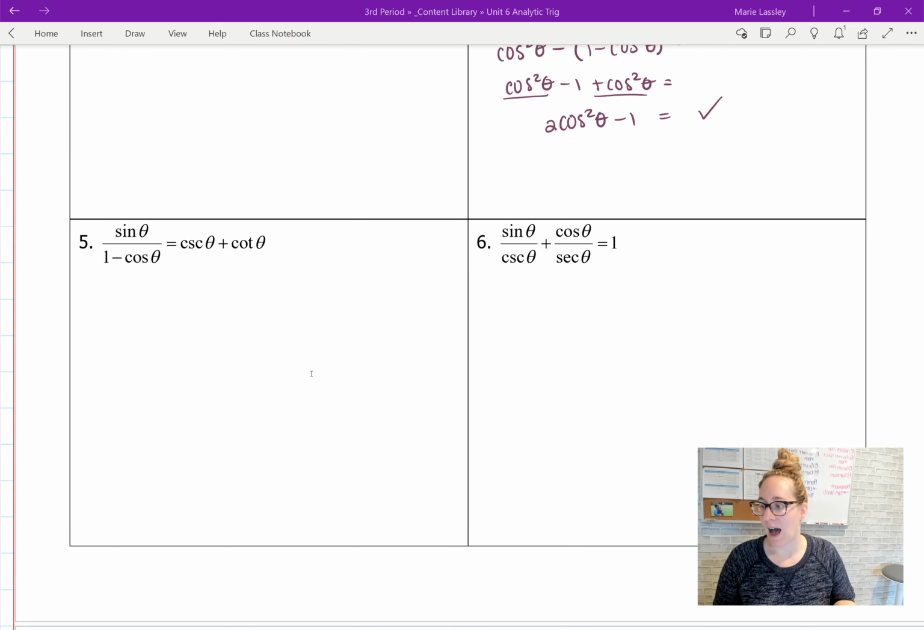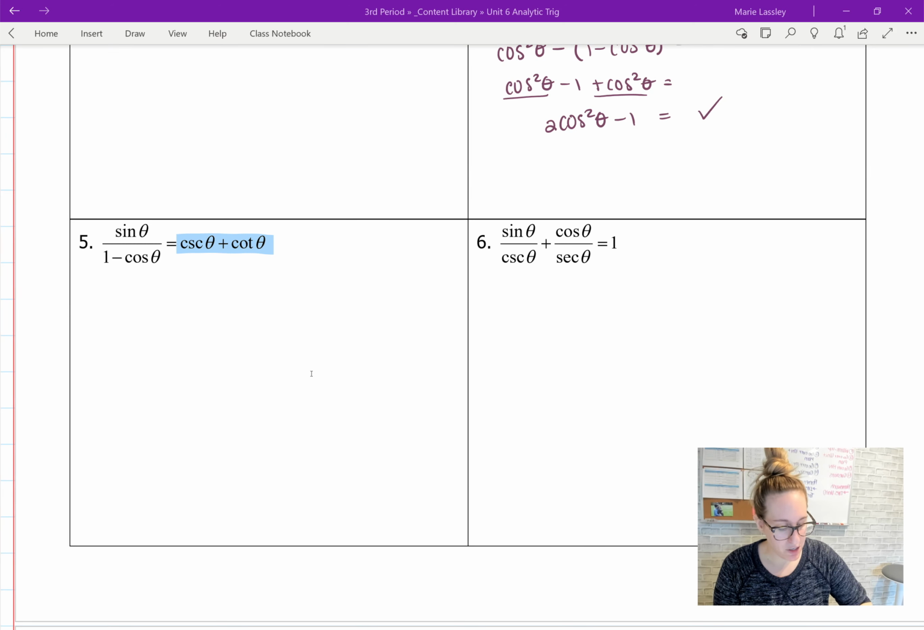I don't know yet. I'm trying to kind of think through and see what I can get, but that 1 minus cosine is really throwing me off. So it's okay. We're just going to try. So I'm going to attempt the problem by using the right-hand side. And let's see if we can get there.